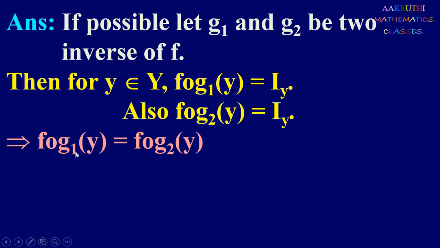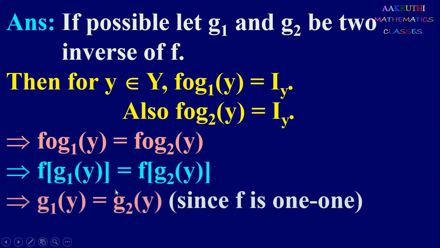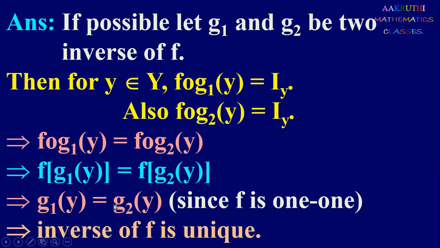And f composite g1 of y can be written as f of g1 of y, and f composite g2 of y can be written as f of g2 of y. Now this is of the form f of x1 equal to f of x2. Now here f is invertible, so therefore f should be one-one. So since f is one-one, we can write g1 of y equal to g2 of y. So here g1 and g2 are two inverses, but they are equal. So therefore the inverse is unique. So here the inverse of the function f is unique.